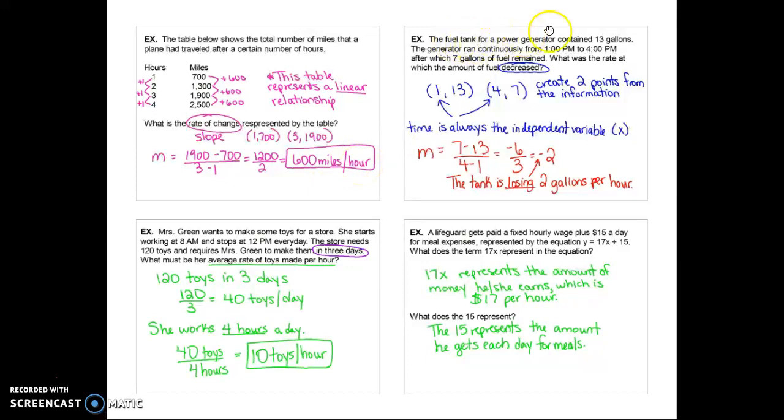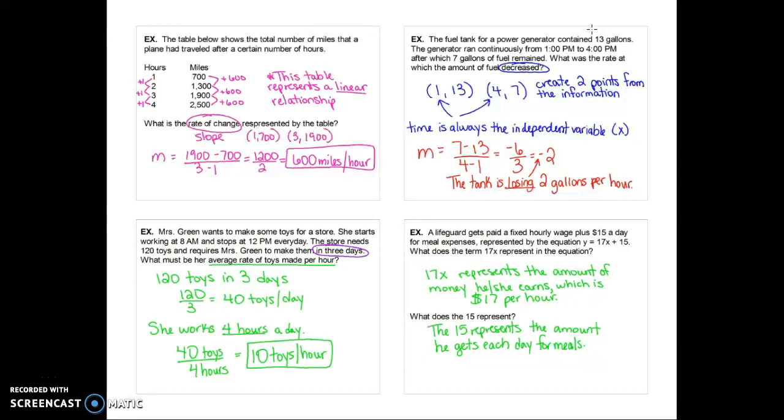Next example, the fuel tank for a power generator. It contained 13 gallons. So the generator ran continuously from 1 p.m. to 4 p.m., after which 7 gallons of fuel remained. What was the rate at which the amount of fuel decreased?